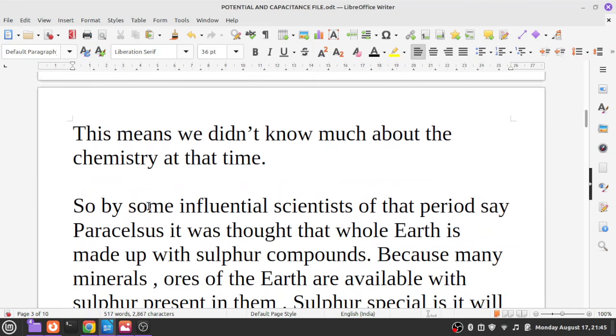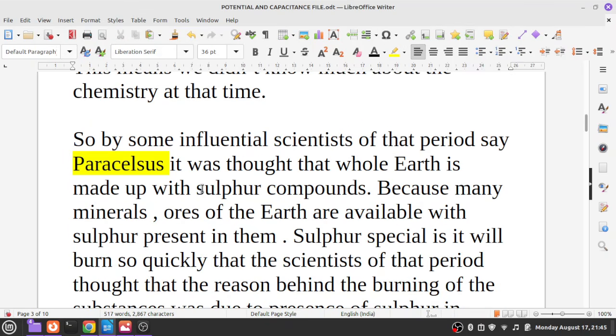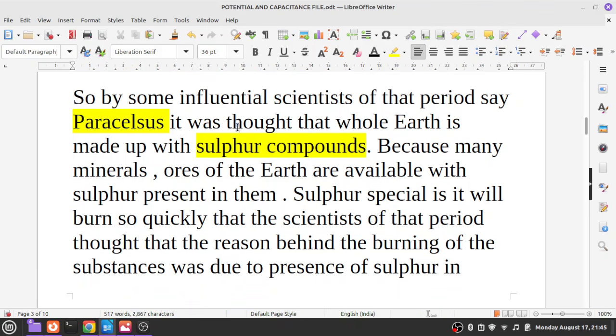So some influential scientists of that period, say Paracelsus, thought that the whole earth is made up of sulfur compounds. That was the idea of 1661. Why did Paracelsus think so? The reason is that many minerals and ores of the earth are available with sulfur present in them. Even today, many minerals are available with sulfur in them.